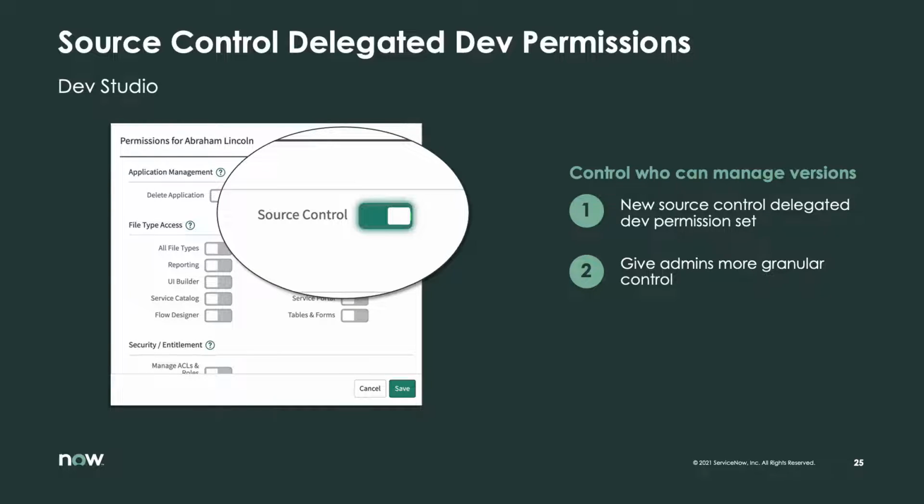Now, I mentioned delegated development a bit earlier with the UI Builder, and here's a little bit more. Admins can now delegate the source control feature for a scoped app. Just flip a switch, and the designated user can use the source control menu in Dev Studio. Probably want to put some training on that, but you get the idea.